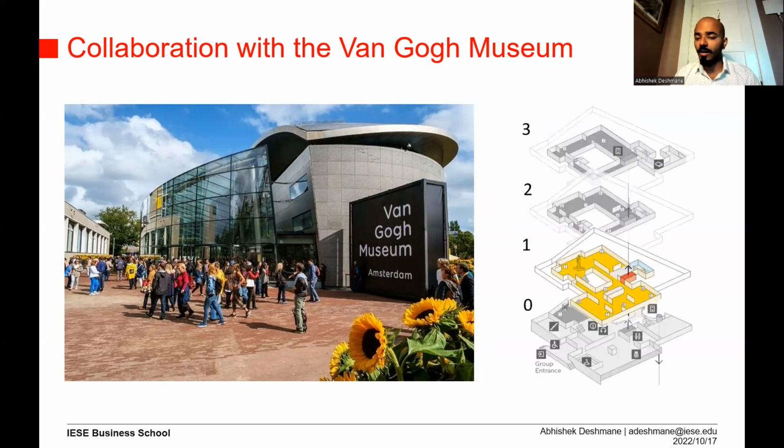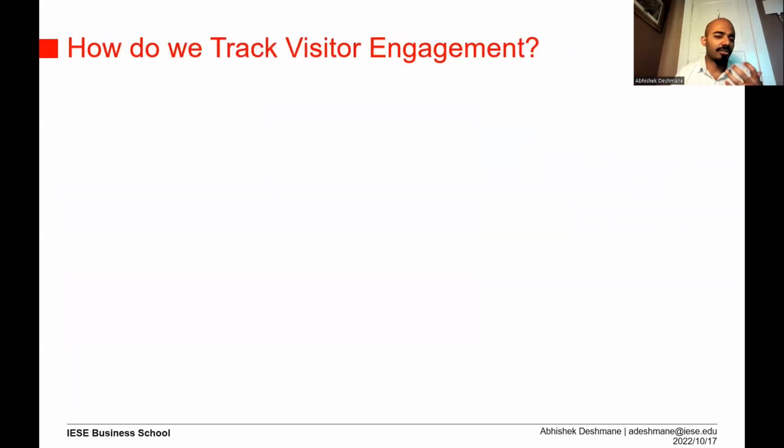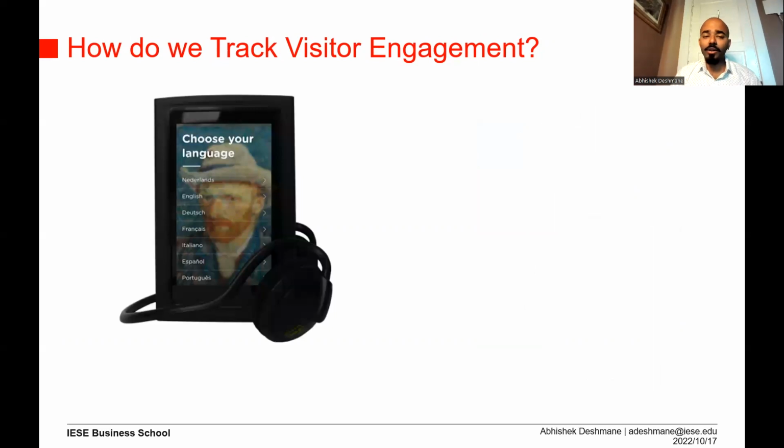Infrastructurally, the museum is divided into 4 floors, including the ground floor. It's also important to know that every floor is divided into multiple rooms, where each room has a particular theme associated with it based on the artworks housed in that room. But then the question becomes, how do we actually track the way people move within the museum? That is done by looking at the data we gather through the audio guides.